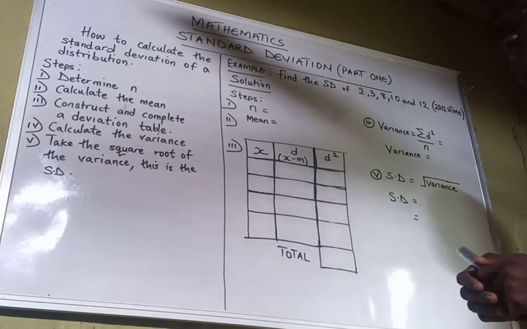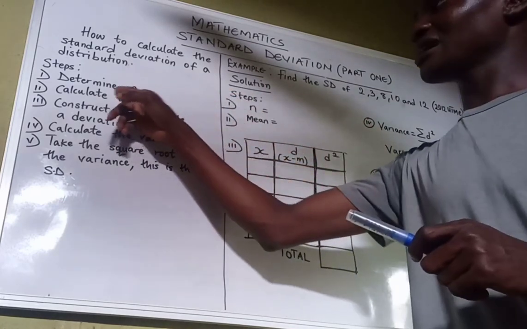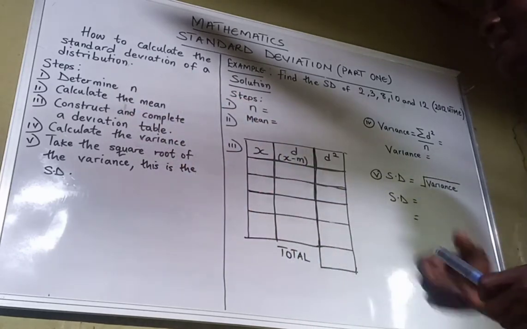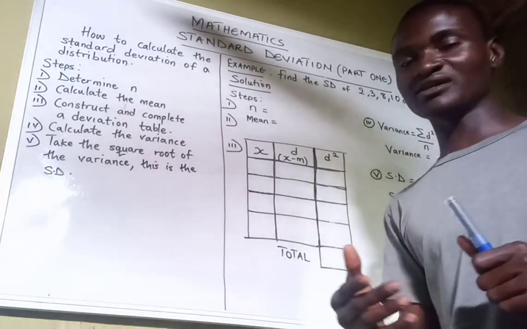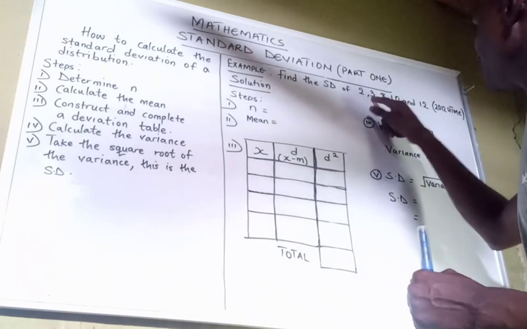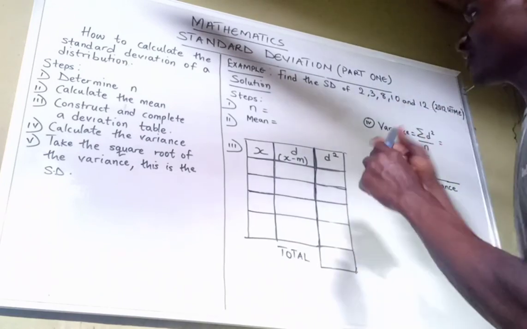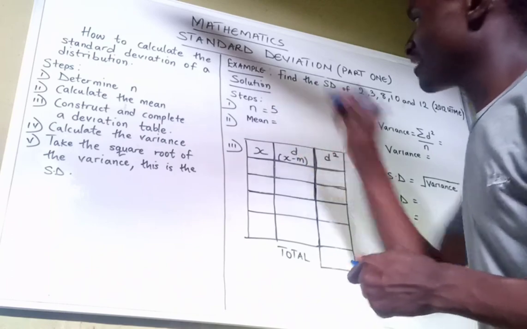Now, how to go on? We said in the steps, determine n. What is n? N is the number of data sets you are given. 1, 2, 3, 4, 5. Here, our n is 5.